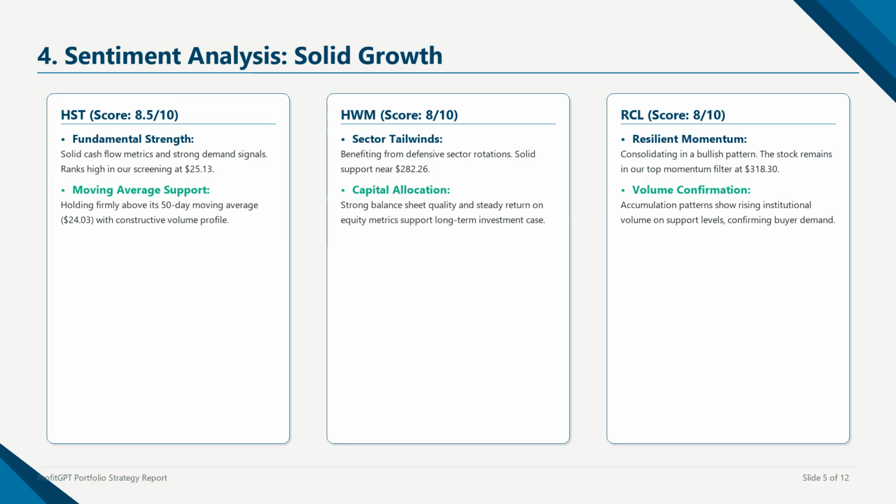Next, we look at our moderate sentiment stocks, which show solid fundamental support. HSD recently hit new technical peaks, supported by pricing power and strong operating margins. The technical setup remains bullish, holding above its 50-day moving average of $24.03. HWM has seen positive institutional buying, backed by a robust fundamental growth profile. Its operating cash flow margin ranks in the top decile of its peer group.